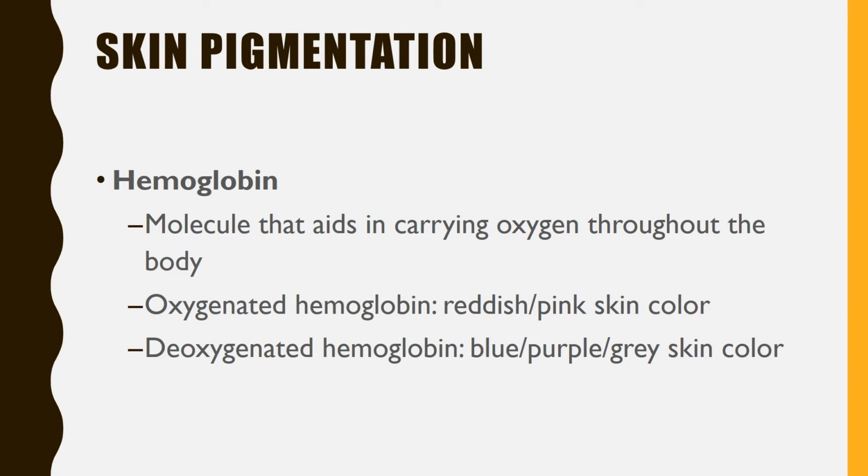isn't carrying oxygen from the lungs throughout the body. So hemoglobin isn't working efficiently. So if you have deoxygenated hemoglobin, then you're going to have a purplish color. This is why a person that's not receiving enough oxygen will have a bluish kind of gray color to their skin because of how the hemoglobin is being produced.